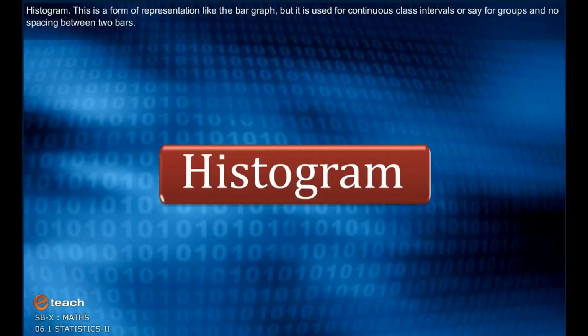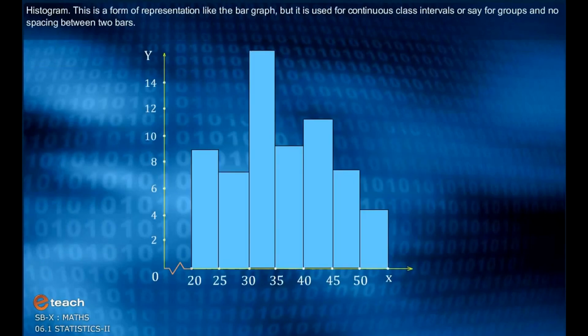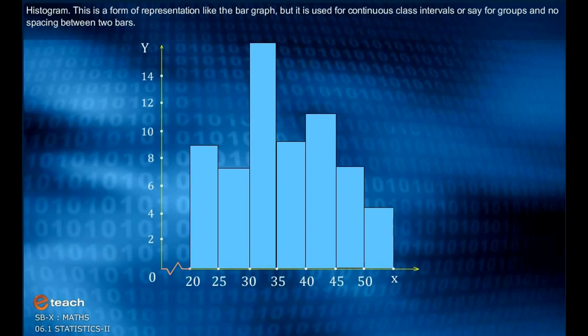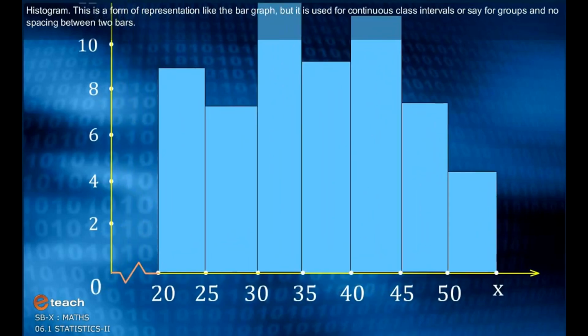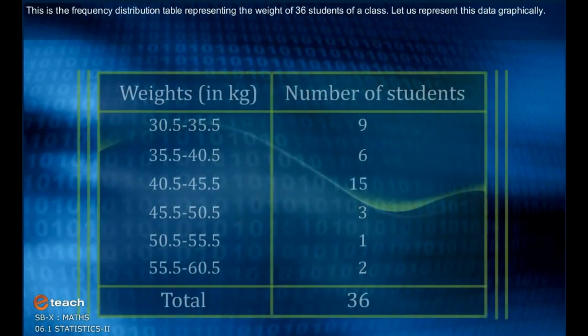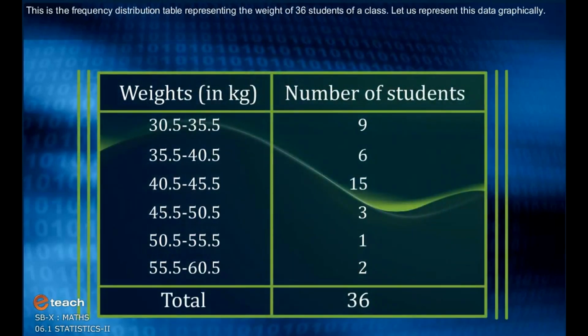Histogram. This is a form of representation like a bar graph, but it is used for continuous class intervals or groups, and there is no spacing between two bars. This is the frequency distribution table representing the weights of 36 students of a class. Let us represent this data graphically.